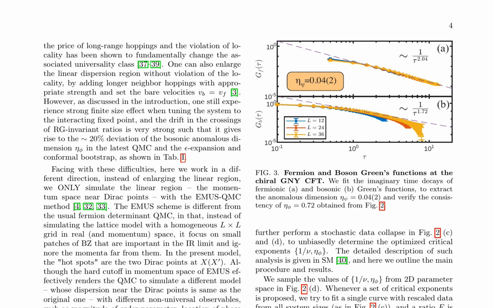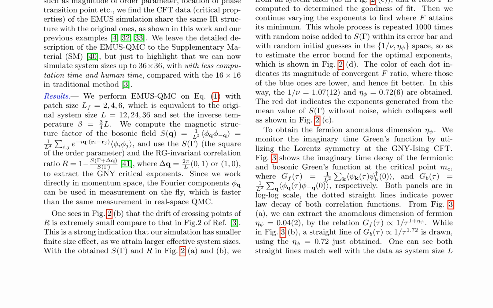The simulation results are presented in figures 2 and 3, showing the square of the bosonic order parameter and the correlation ratio as functions of the control parameter for different system sizes. The data collapse of these quantities allows for the extraction of the critical exponents, 1/nu, eta, which are consistent with previous studies. The EMUS QMC method is shown to effectively reduce the finite size effect, enabling the simulation of larger system sizes with reduced computational time.